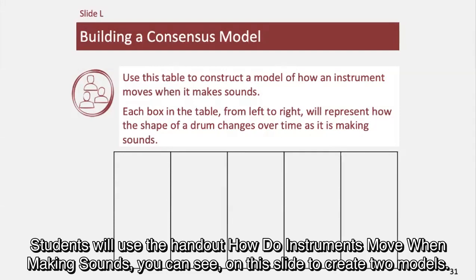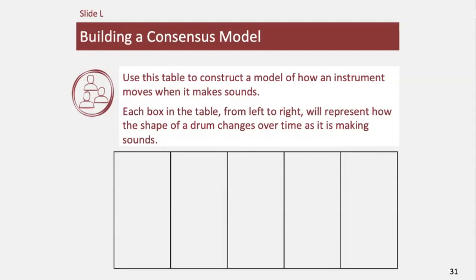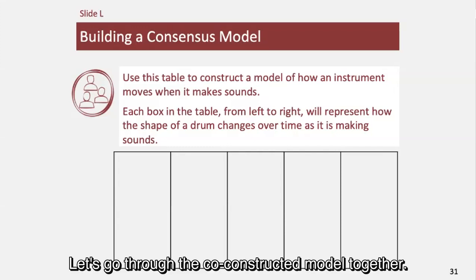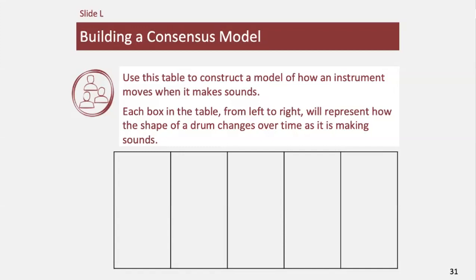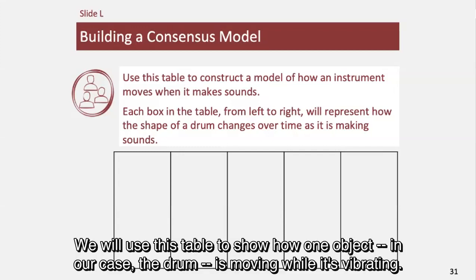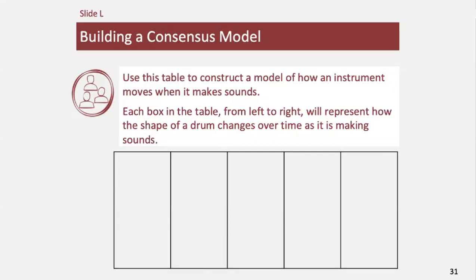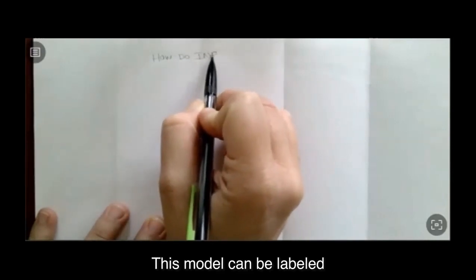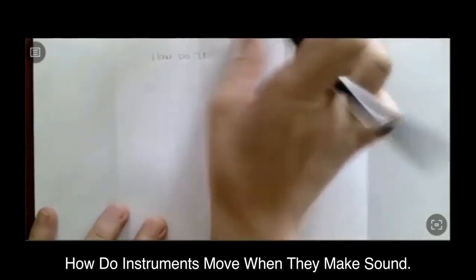Students will use the handout, How Do Instruments Move When Making Sounds, which you can see on this slide, to create two models. The first model will be constructed together as a class, and the second can be an individual formative assessment. Let's go through the co-constructed model together. We will use this table to show how one object, in our case the drum, is moving while it's vibrating. This model could be labeled, How do instruments move when they make sound?